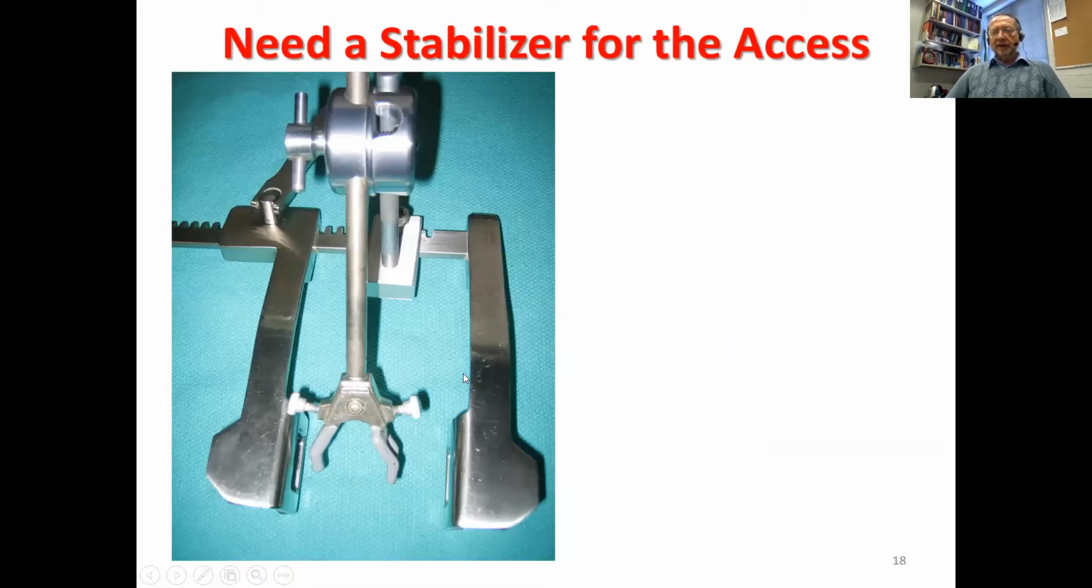But the difficulty we had was there was no device that could hold the introducer stably. So we designed this little tool using some of the standard holders, and I want to direct your attention to the shape of the gripper at the end here and the shape of the spreader, because you'll see those in a moment.